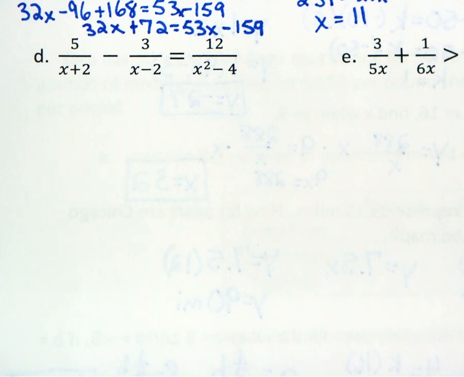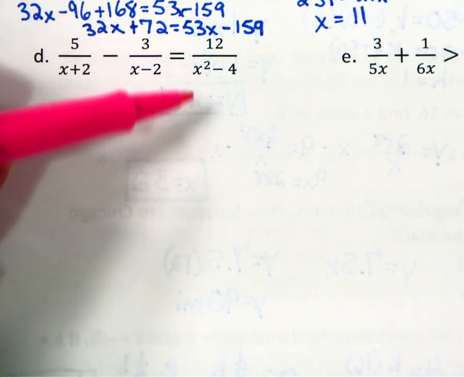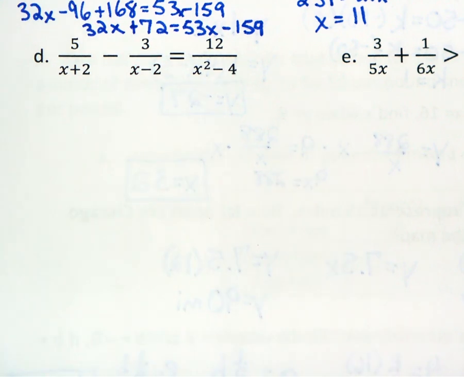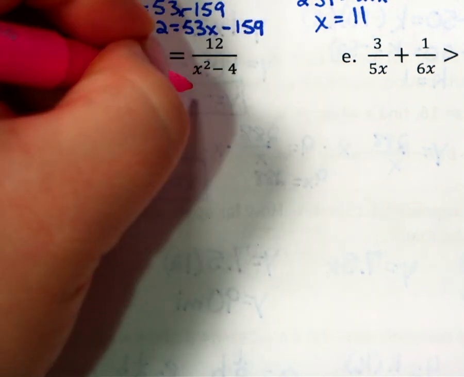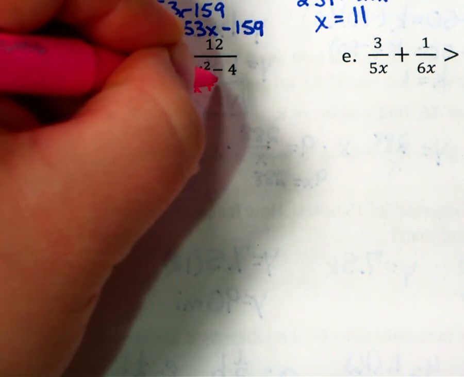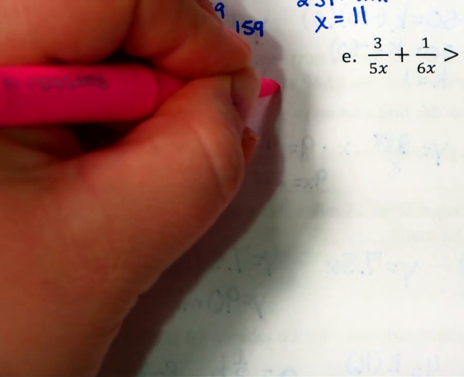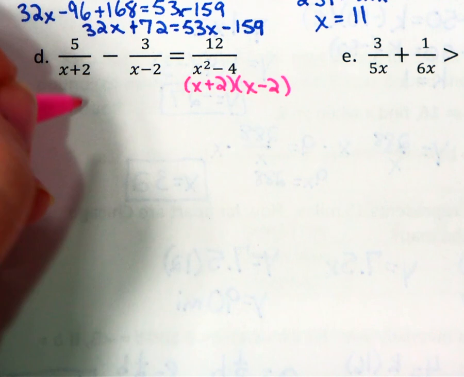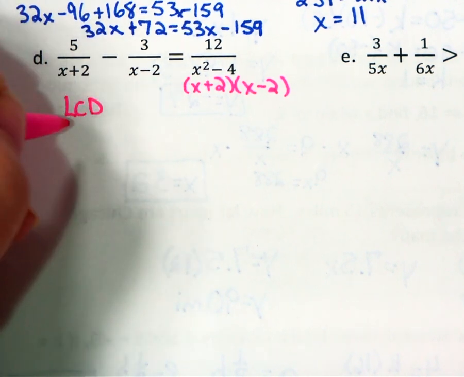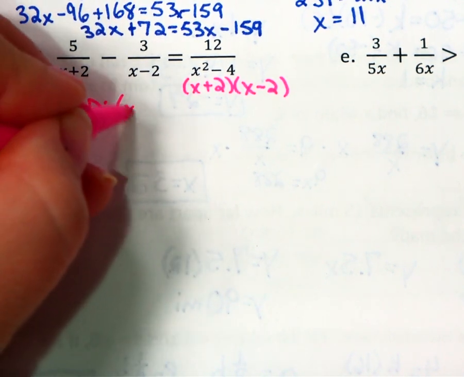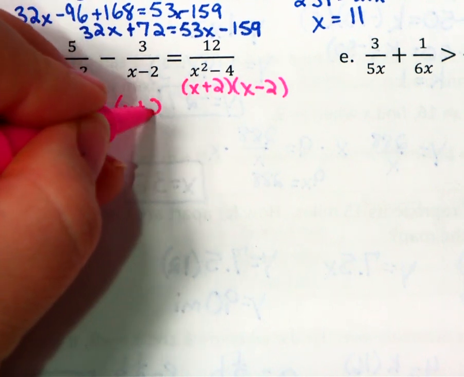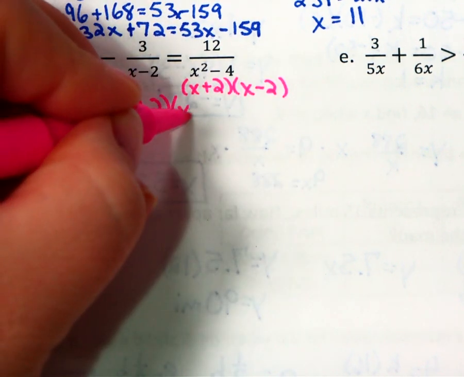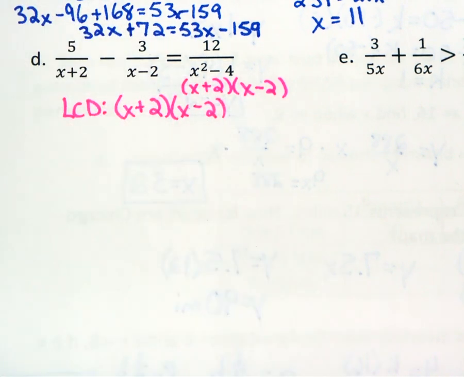So for D, I notice that the x squared minus 4 has not been factored out. So I need to factor it out to be x plus 2 and x minus 2. Remember, it follows that pattern: 2 perfect squares with the minus in the middle. And for my LCD, the most amount of x plus 2's any one of them has is just 1. The most amount of x minus 2's that either of them have is just 1. So my LCD is just x plus 2 and x minus 2.